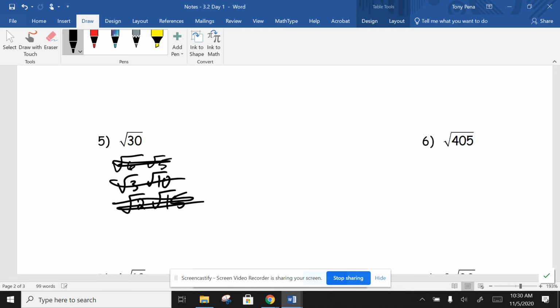So you are going to get root 30. This is simplified. And if I put this on a quiz or something, this is what you would just tell me. It's already simplified. There's no further route we could take to break that down any further. All right.